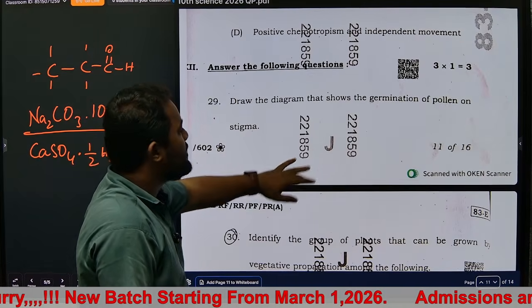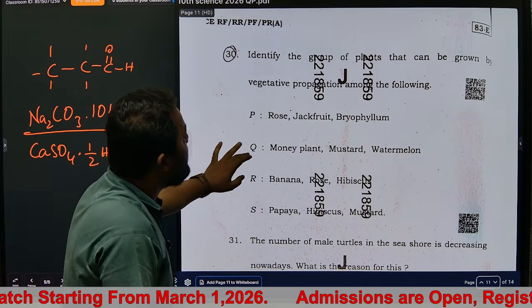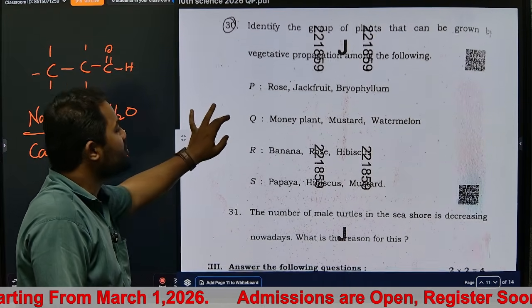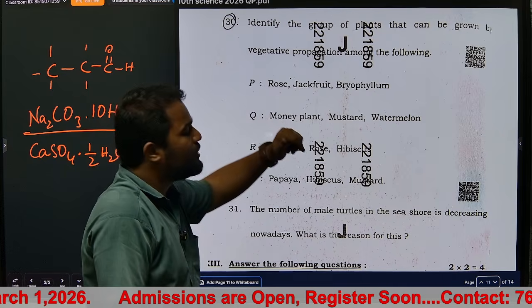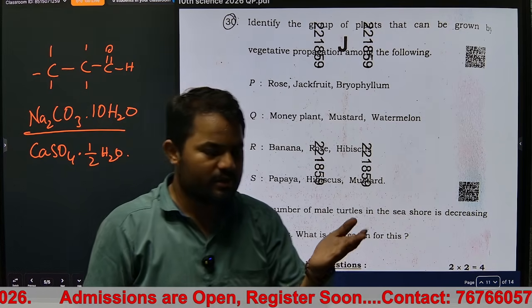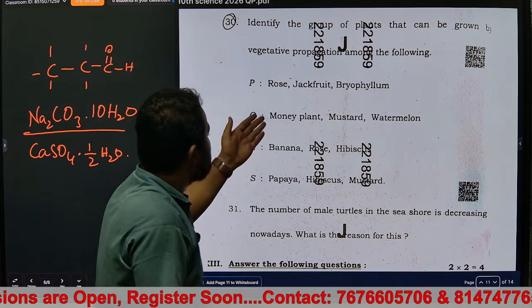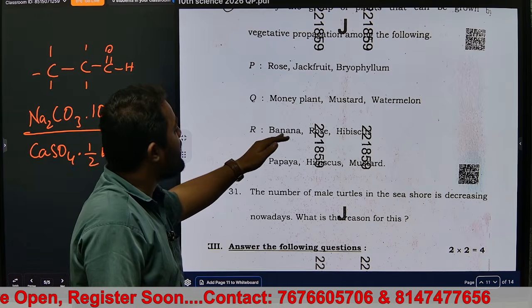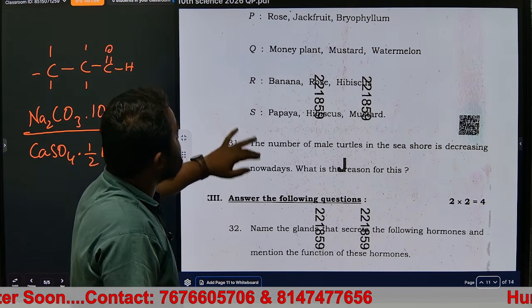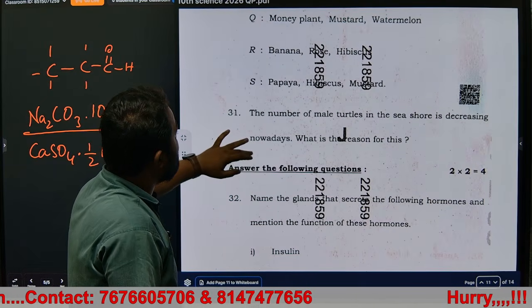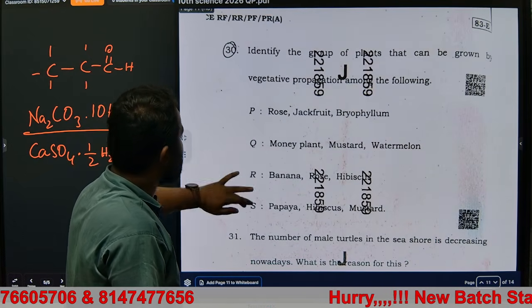Draw the diagram of the germination of pollen on the stigma. Identify the group of plants that can be grown by vegetative propagation. See, when we checked the jackfruit, it reproduces both asexually also, sexually also. The answer will be banana, rose, hibiscus. Okay. Next, still we have to wait for the key answer of the board for the question number 30.